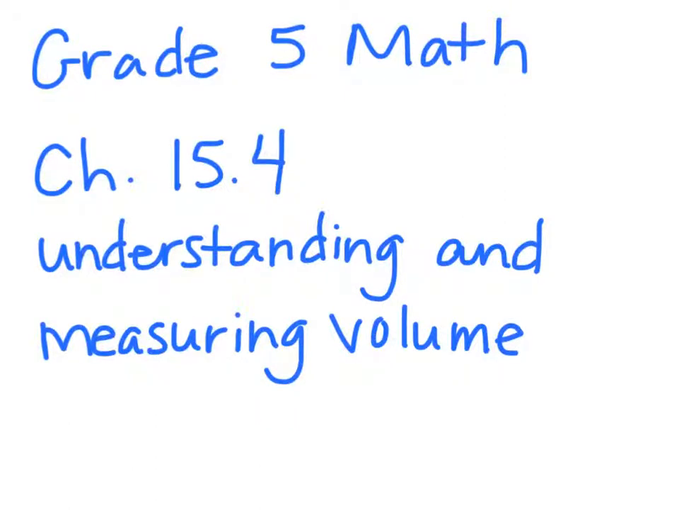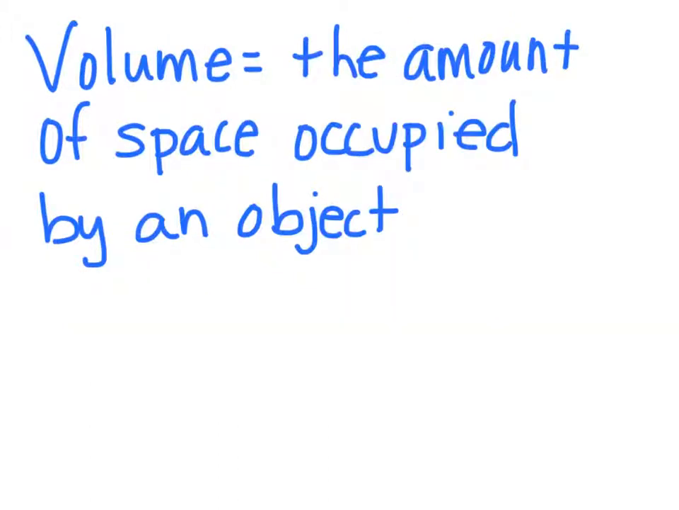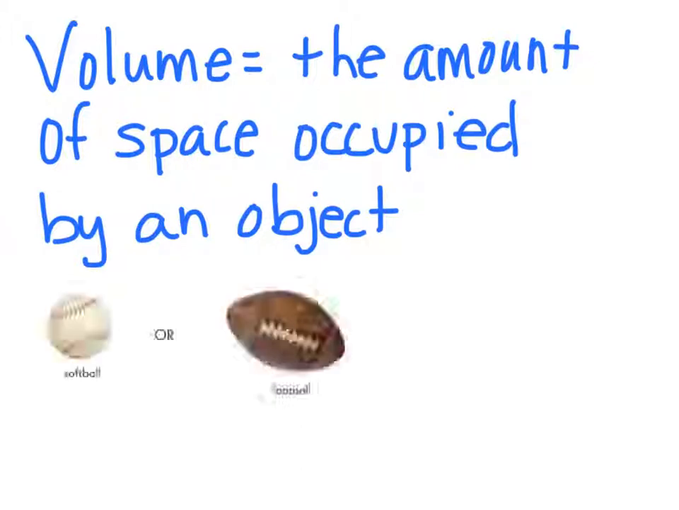This is Chapter 15.4, Understanding and Measuring Volume. The volume of an object is quite simply the amount of space that it occupies. Many times we can compare the volume of an object visually, like this. Which of these objects has the greater volume? Or which of these objects takes up more space?